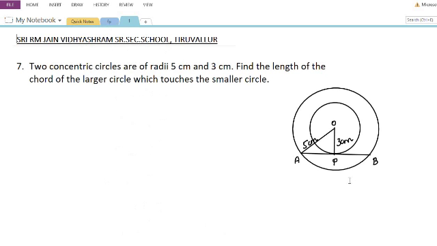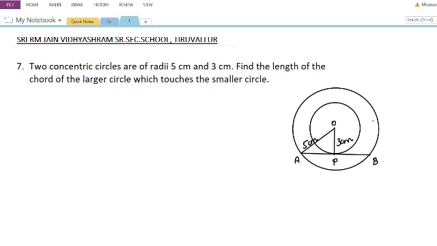So two concentric circles are of radii 5 and 3 centimeter. Find the length of the chord of the largest circle which touches the smaller circle. So two concentric circles. What is concentric circles? Circles with the same center but radii will differ. That is what concentric circles are.